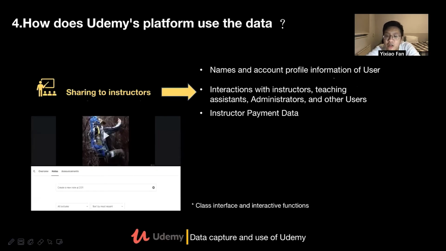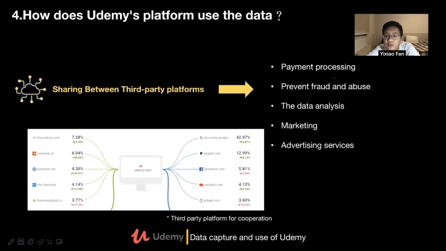The data is shared with the instructor for improving the learning effect, like the class interface, in which students can take notes and the instructor will give guidance. Finally, the data is shared with third parties. Here are some examples of Udemy partners, like sharing data with PayPal to protect payment security.